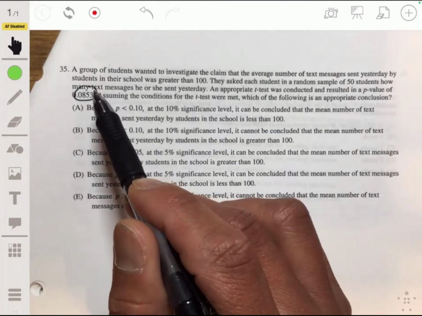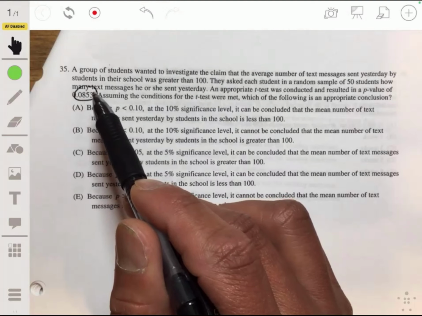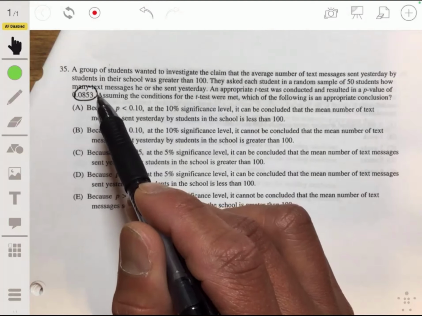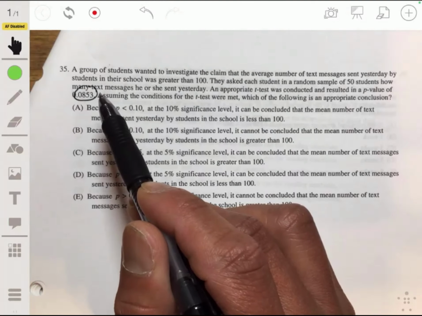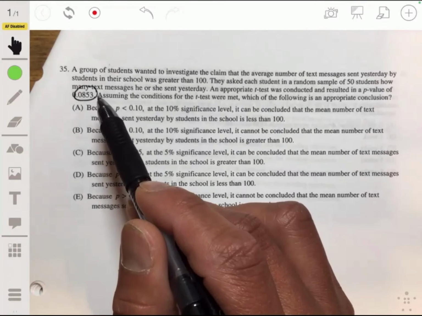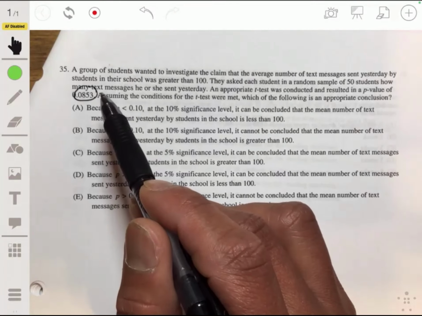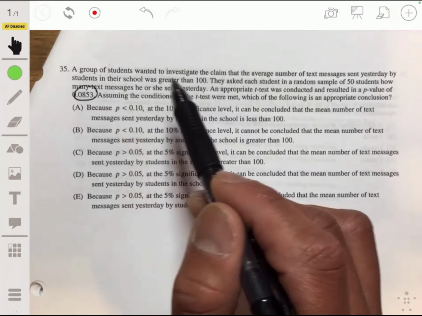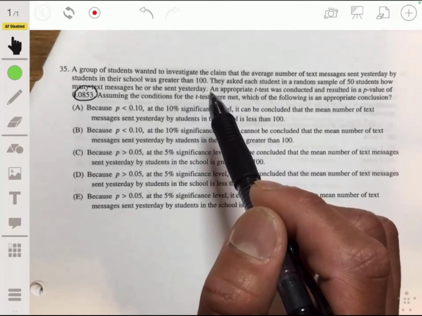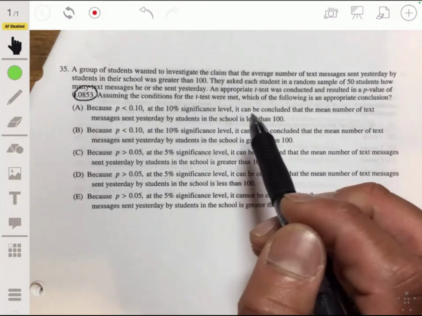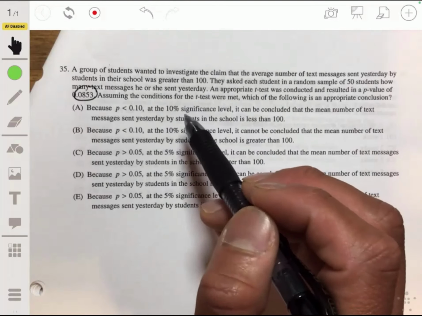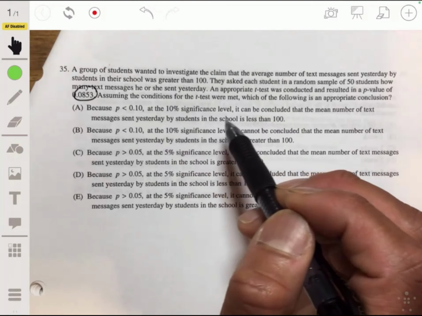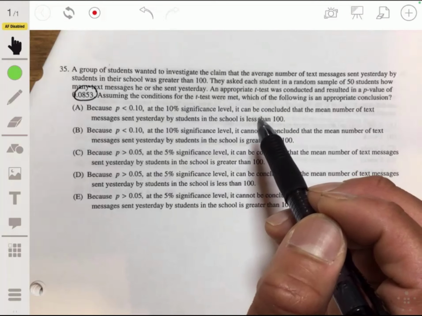So at 0.1, we would reject the null hypothesis and say that there's significant evidence to say that the mean number of texts sent is more than 100. But let's look at what we have here. So at 0.1 is less than 100. No, we want the other way.